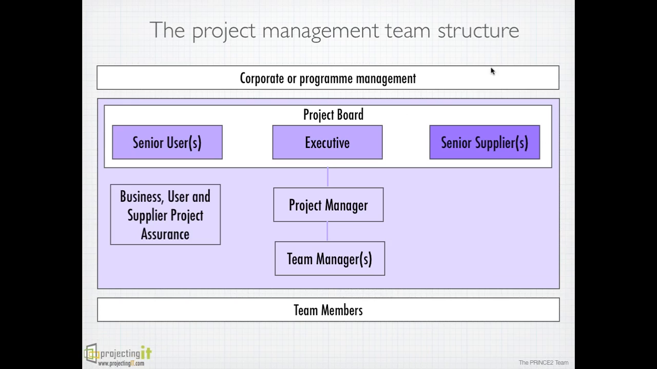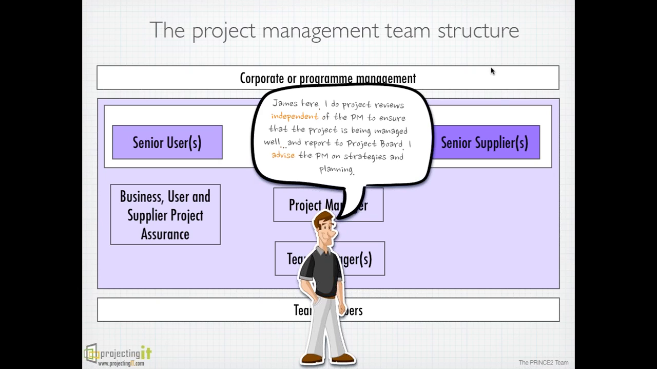You can have one or many team managers within your projects depending upon the project size and the number of members. You also have a role called project assurance, which is actually three roles: business assurance, user assurance, and supplier assurance. Project assurance's job is to ensure that the project manager has plans which can actually achieve the objectives of the project. The project assurance works for the board members. In fact, it can be played by the board members themselves if they have enough time in hand.